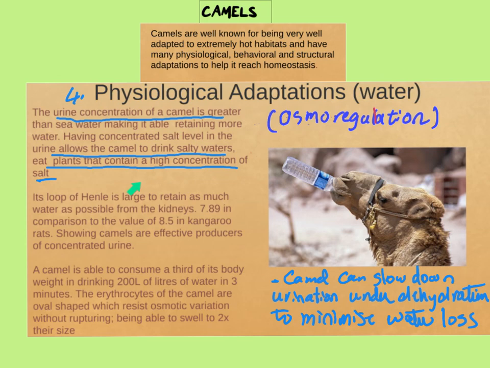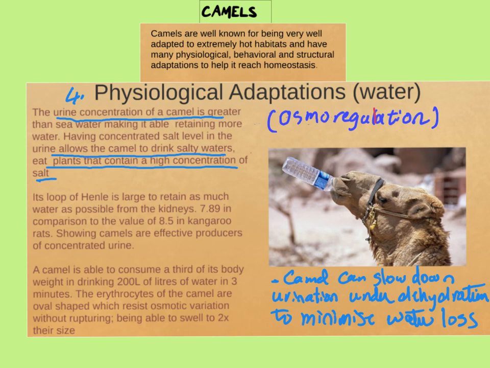Osmoregulation in the camel is done by different adaptations. For example, the urine concentration of the camel is greater than that of seawater, meaning that the camel produces very concentrated urine. This helps the camel retain more water. Having a concentrated salt level in the urine allows the camel to drink salty water without a change in the osmotic balance in its blood or body cells. So the camel can drink salty water and eat plants that live in high concentrations of salt.